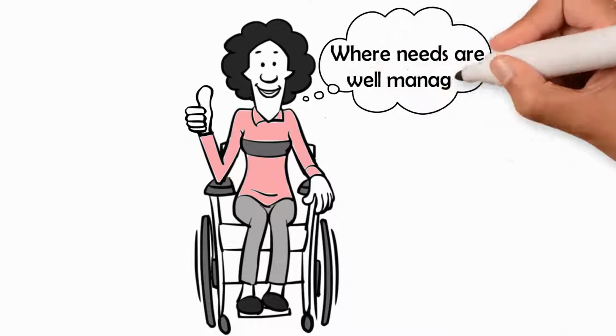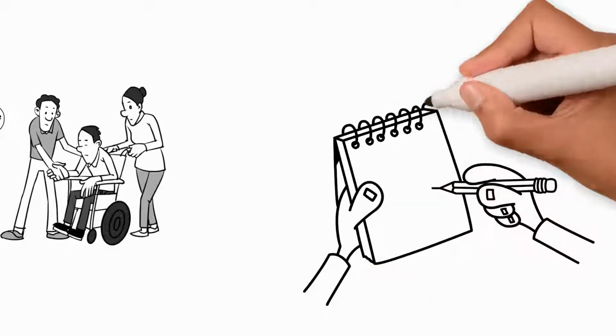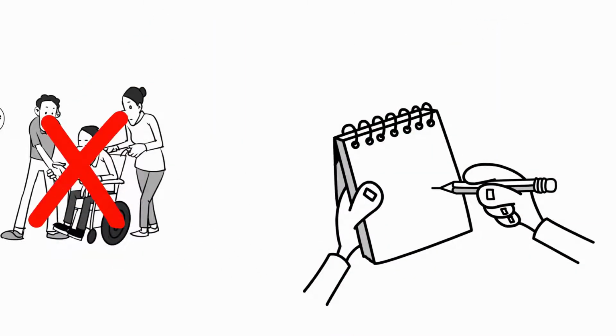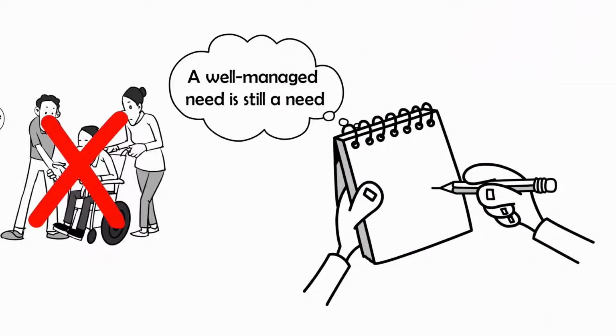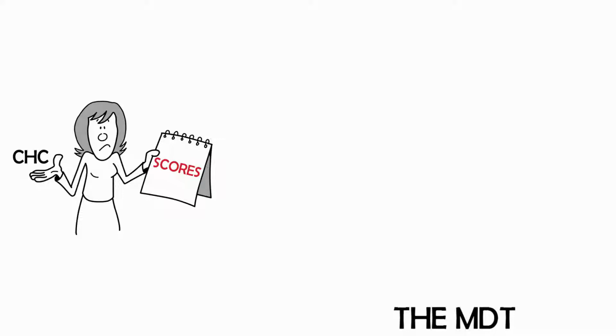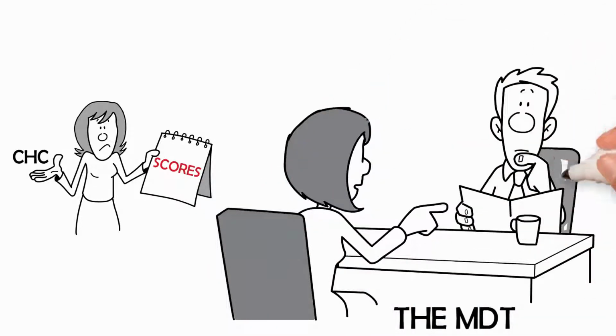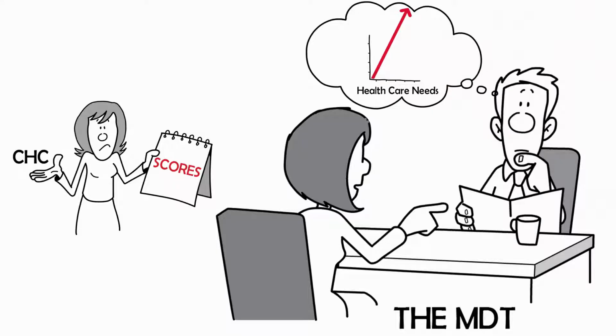However, where needs are well managed and your existing care is working effectively, the assessors are instructed that the need should be recorded as if that care and treatment were not being provided. The way they sum that up is by saying a well-managed need is still a need. Whether you qualify for CHC is not simply determined by the scores across the care domains. The MDT also needs to consider your overall care needs in their totality and use professional judgment to decide whether the level of your healthcare needs exceed the lawful limit of local authority care provision that we discussed before.